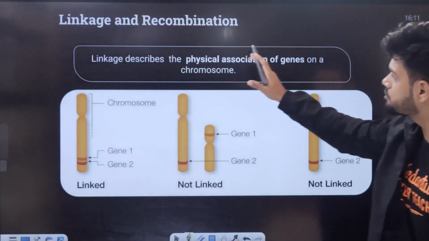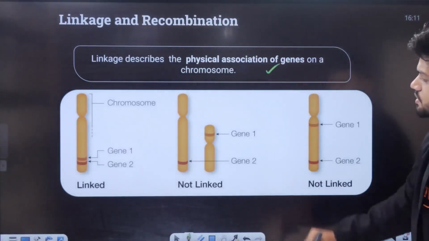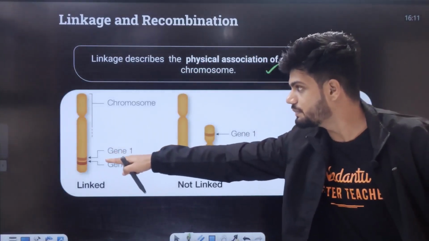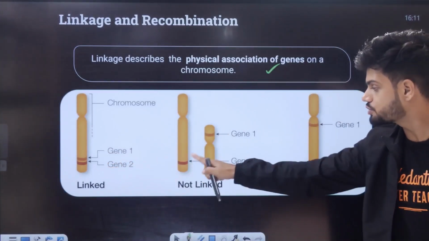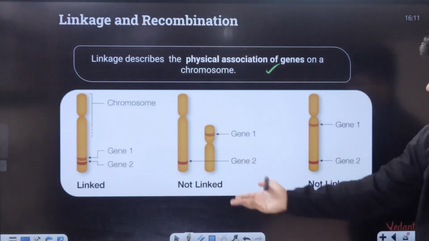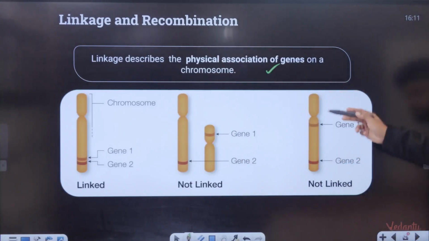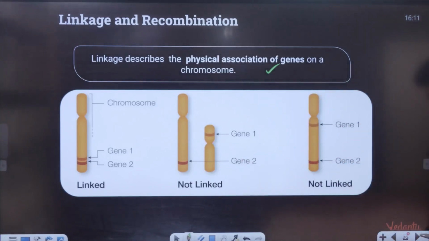Linkage describes the physical association of genes on a chromosome. One gene is here, one gene is here. Between them, linkage is very high. One gene is here, one gene is here. Between those two genes, not linked, recombination is high. Two very far, linkage is not there.